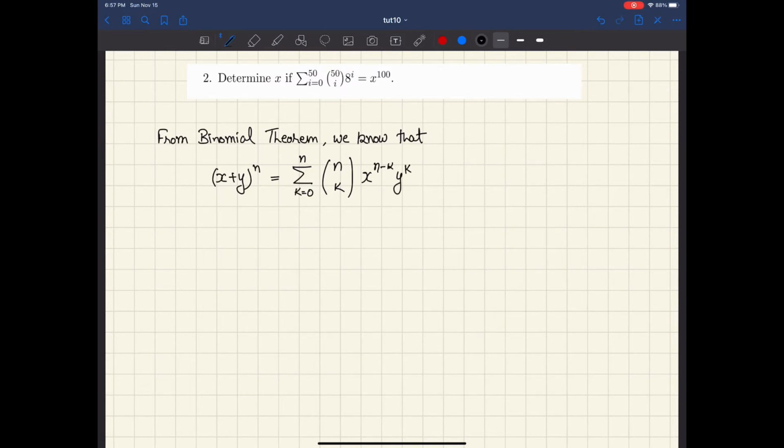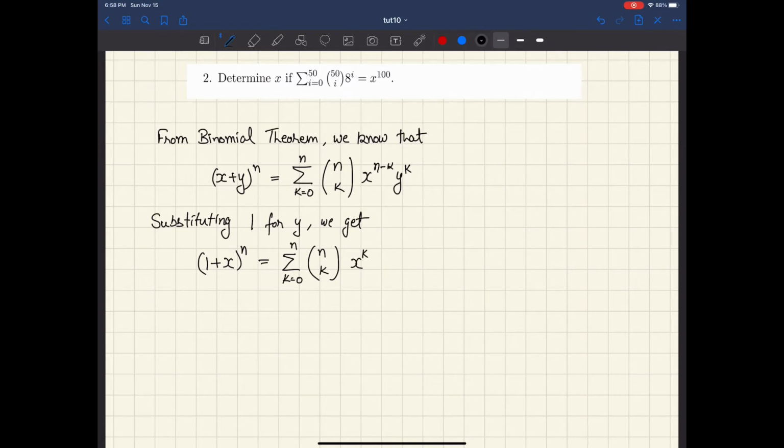Now another variant of the binomial formula can be obtained by substituting y as 1 so that it involves only a single variable. And we can see that in the question itself, we just had 8 to the power i. So we wanted the equation in a single variable. Now the formula reads (1 plus x) to the power n is equal to summation k from 0 to n, nCk x to the power k.